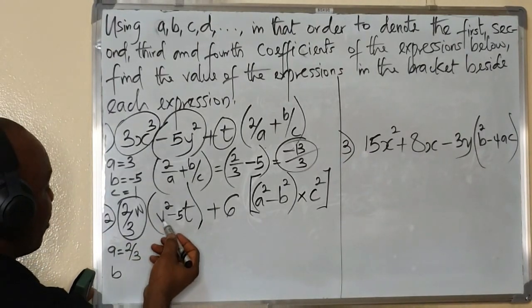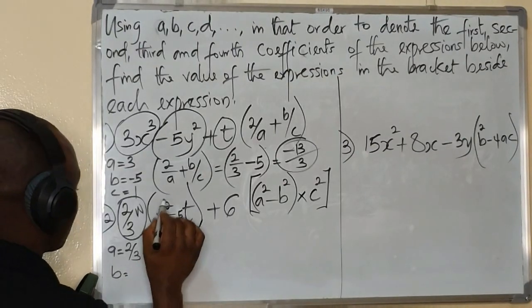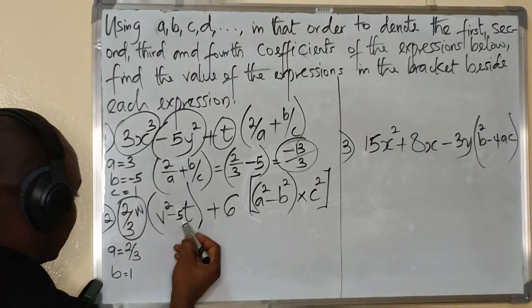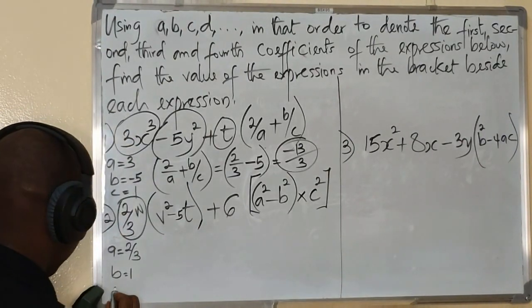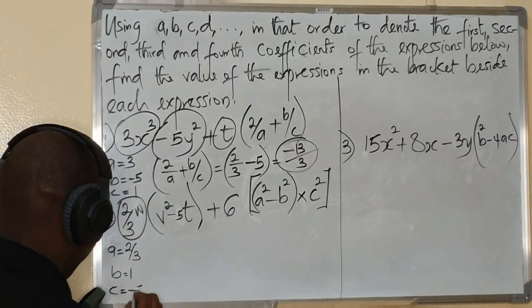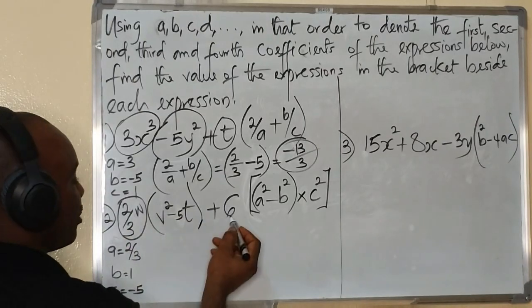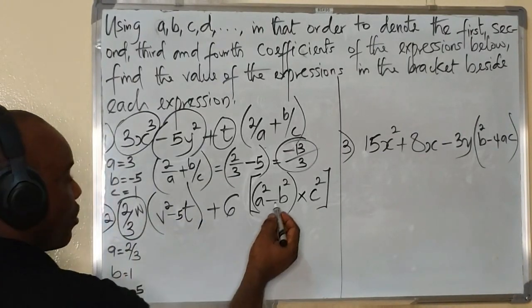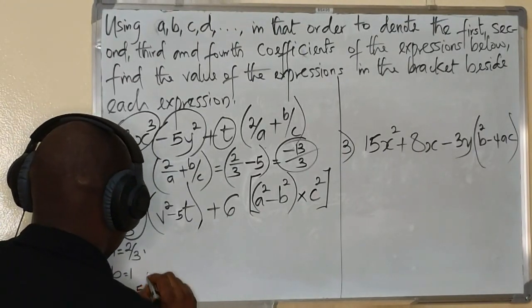What is B? The next coefficient, that's coefficient of v squared, positive 1. And what will be our C? Negative 5. Our C takes the place of negative 5. C is negative 5. Do we have D? 1, 2, 3. There is no D because this is a constant. Therefore, using this information, we want to simplify the expression given here. So let's solve it out.